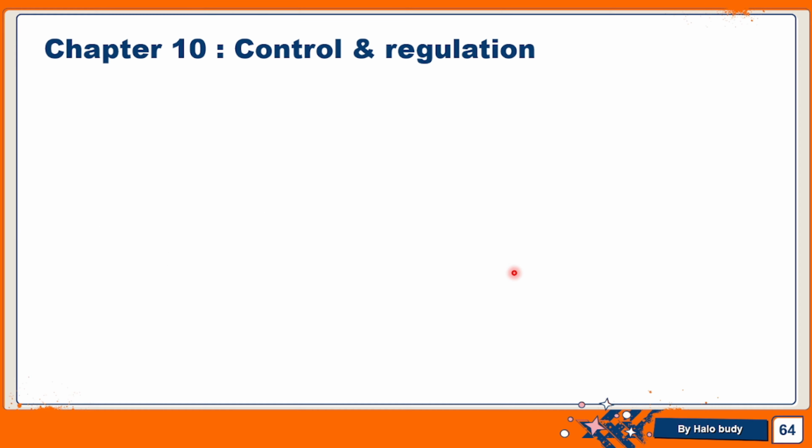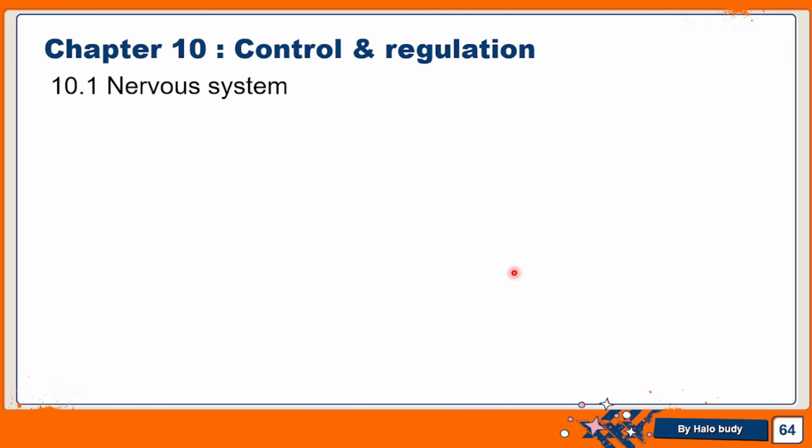Next, we go to chapter 10, which is control and regulation. Maybe some of you are familiar with this chapter, some not. In general, you will learn about the nervous system and hormones. The two main topics are the nervous system in humans and hormones. The nervous system of course only involves humans. In plants, there is no nervous system. Only humans contain a nervous system.